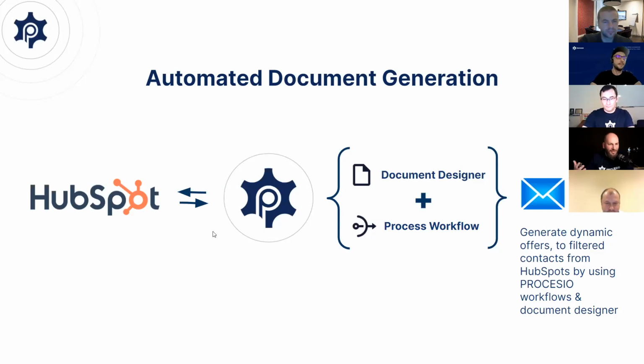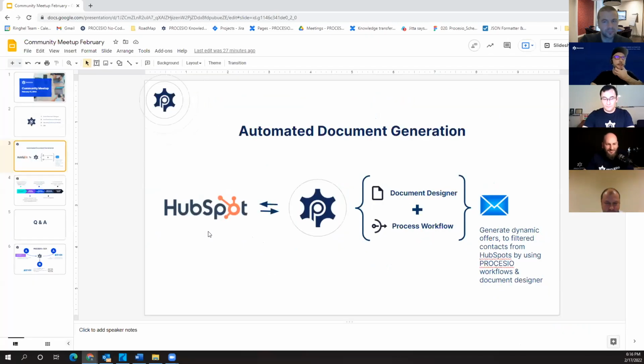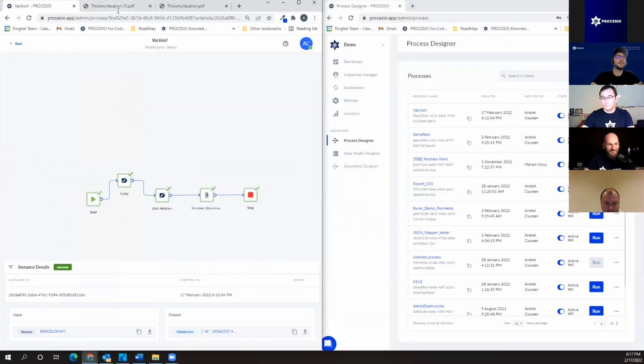Now we have a real use case, right? Exactly right. And I mean, also the previous one could have been a real use case. Why not? You can definitely request vacation via a predefined process. All right. So from my point of view, let's move back to PROCESIO.